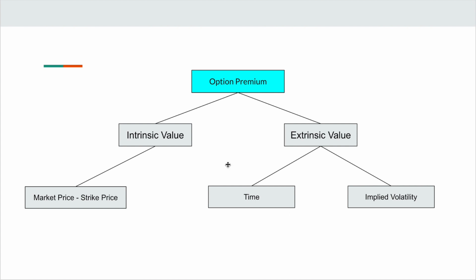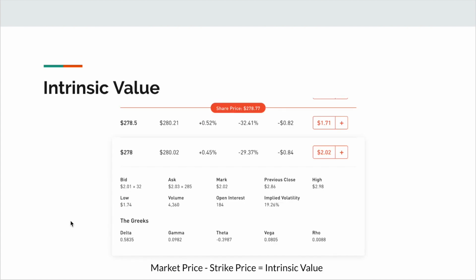So again, intrinsic value breaks down to market price minus strike price. So the actual price of the stock minus the strike price that you set it at. And then extrinsic value is time and implied volatility. And we'll go into some examples to give you an exact understanding. So before we actually explain the intrinsic value of this chart, let's break down all the different components that go into an options contract when you're looking at it.